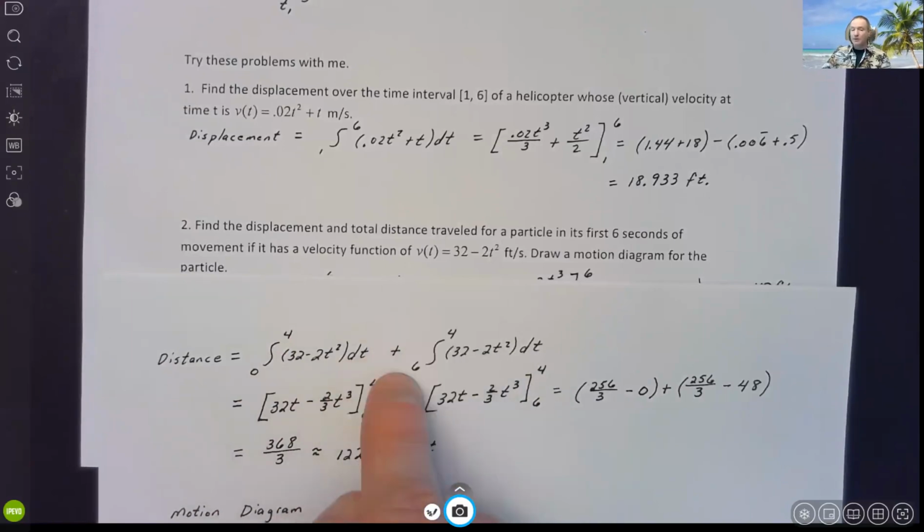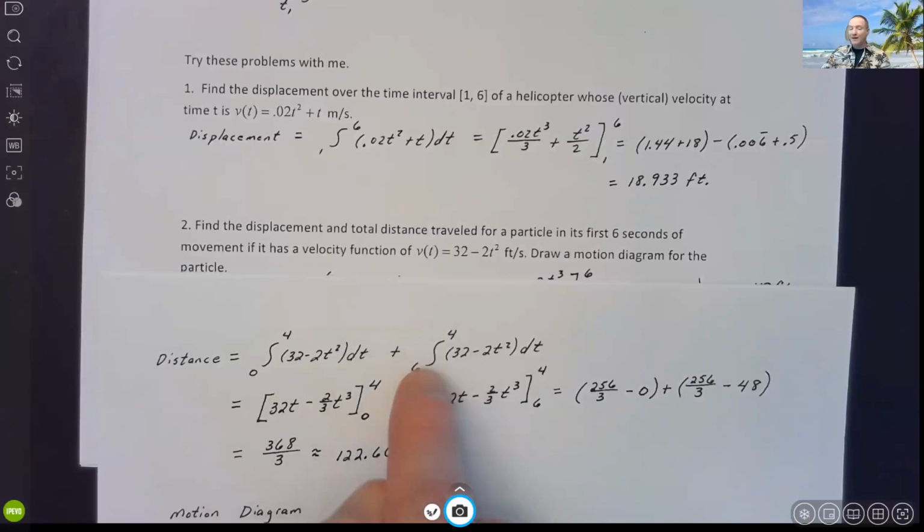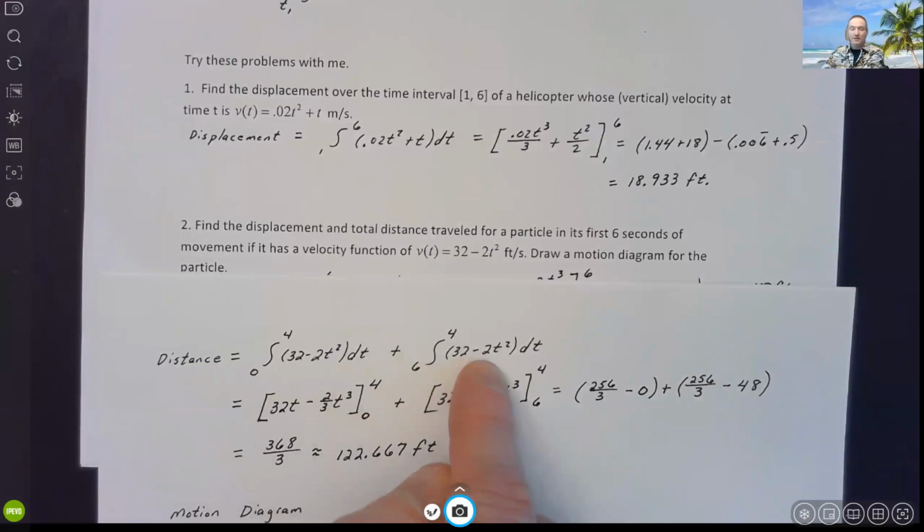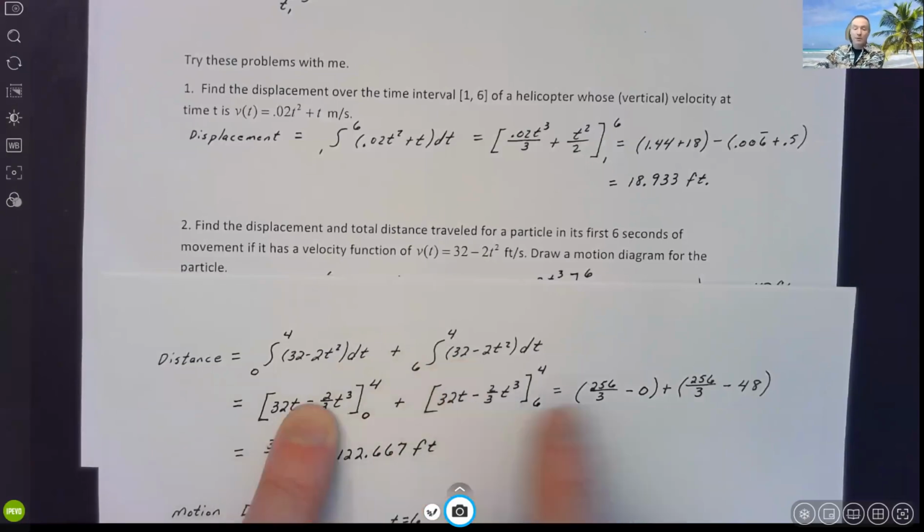Either way you do it, as long as you adjust for that sign, either by putting the minus there and integrating from 4 to 6, or doing like I've done here and switching your limits of integration, that is going to guarantee that I get a positive distance traveled for this last time period between 4 and 6 seconds. Now, just as before, we integrate the function to get 32t minus 2/3 t cubed.